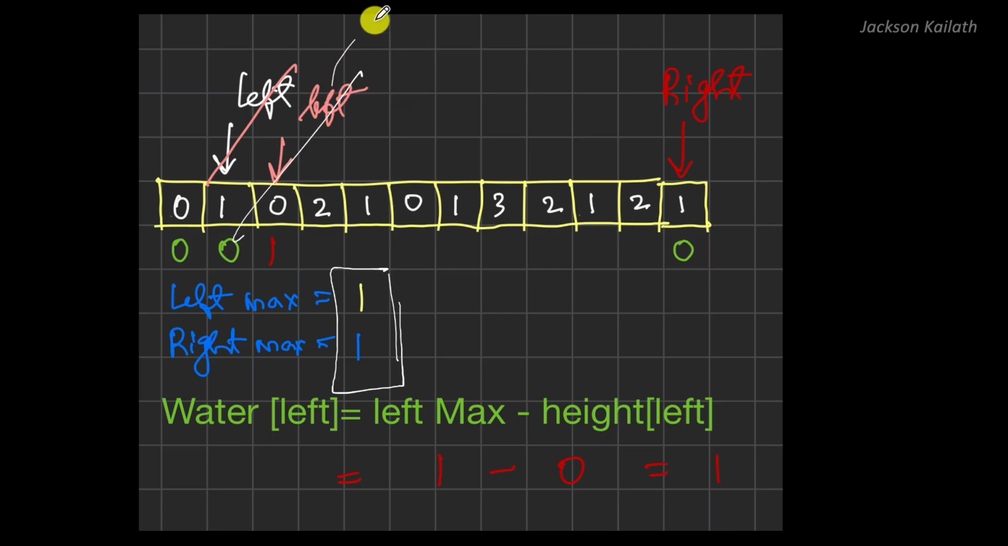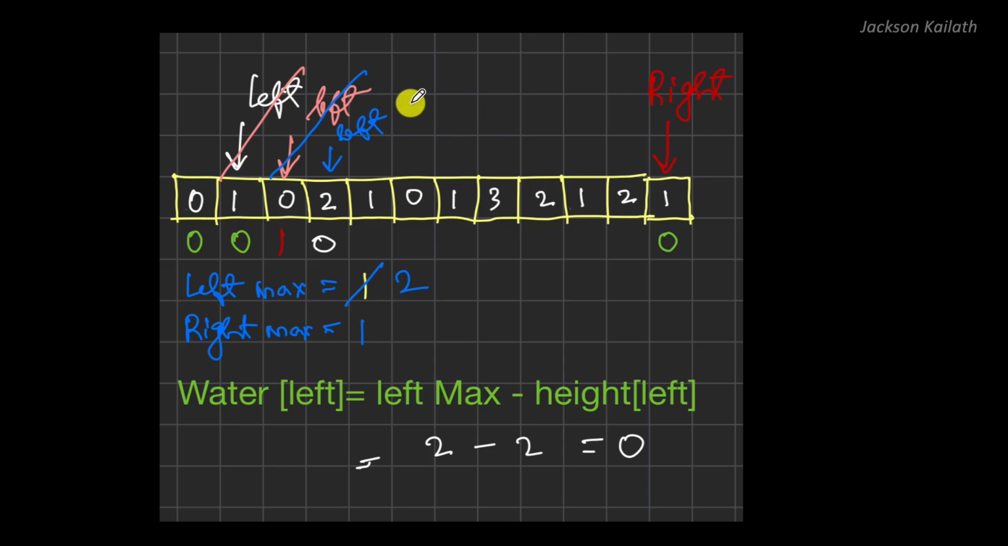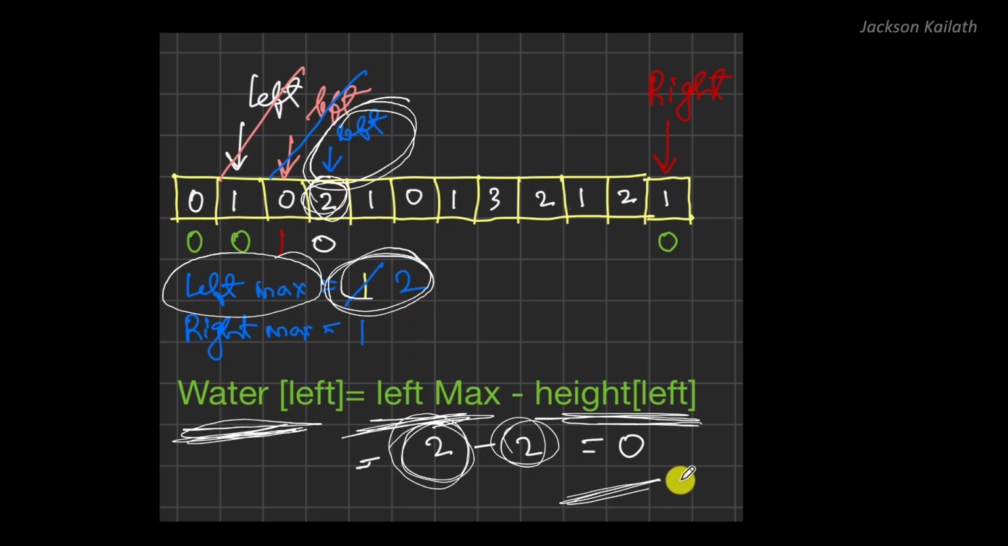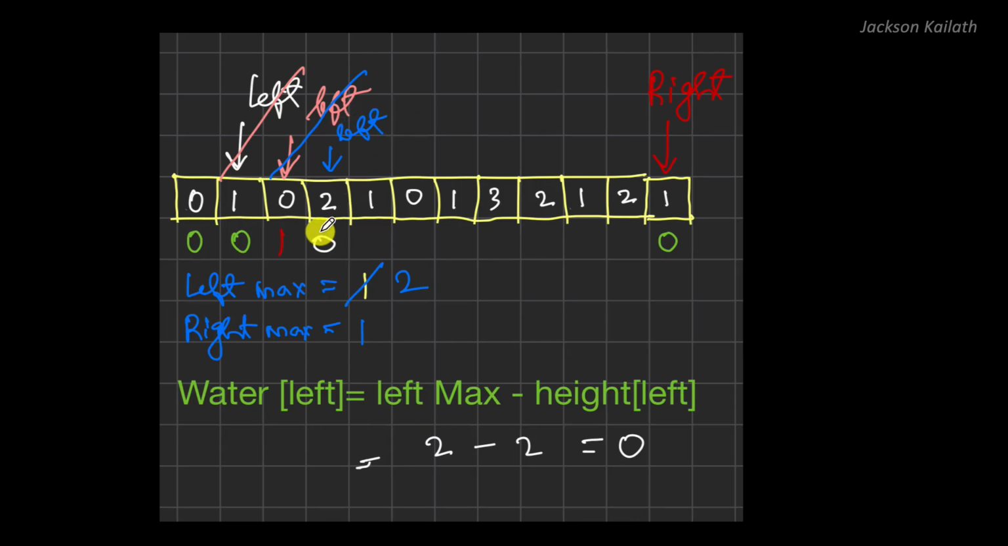So I'm moving this pointer ahead. Okay, so it's pointing over here, and again we update left max. At this point I got a greater value, so left max has to be updated to 2, and I moved the left pointer. Therefore water at that left pointer is going to be left max minus height at left. So left max is 2 and height at left is 2, so 2 minus 2 is equal to 0. So that's why I can store 0 units of water over here.